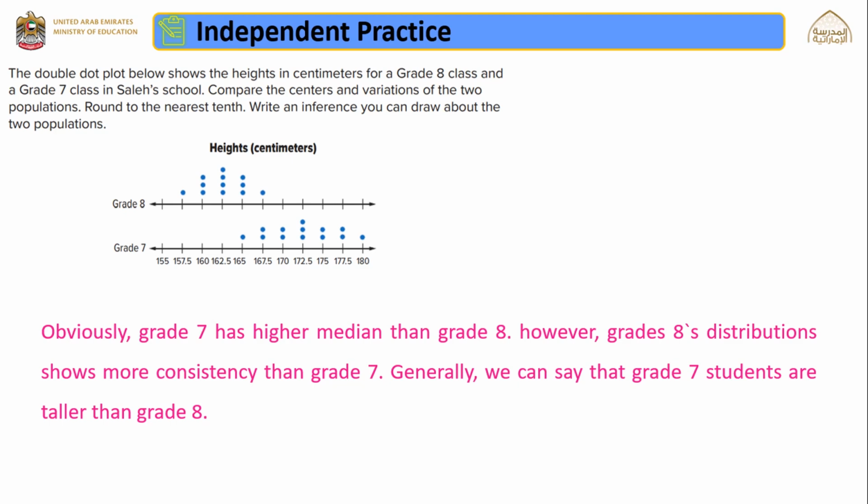Obviously, grade 7 has a higher median than grade 8. However, grade 8's distribution shows more consistency than grade 7. Generally, we can say that grade 7 students are taller than grade 8.